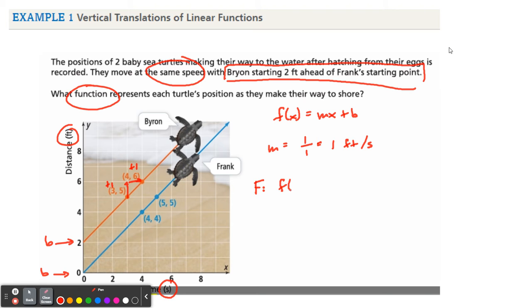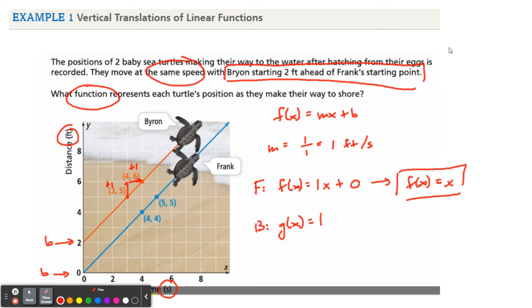So for Frank's formula, let's do f of x for Frank. f of x equals, well, his slope is 1x, plus his b value, his starting point, is 0. That translates into f of x equals x. You don't need the 1 in front of the x, and you don't need the plus 0 afterwards. So there is Frank's function. Byron, let's call him g of x. So g of x equals, again, he's still going at a speed of 1, so 1x, and now we're going to add 2 because his y-intercept is 2. So his formula is g of x equals x plus 2.